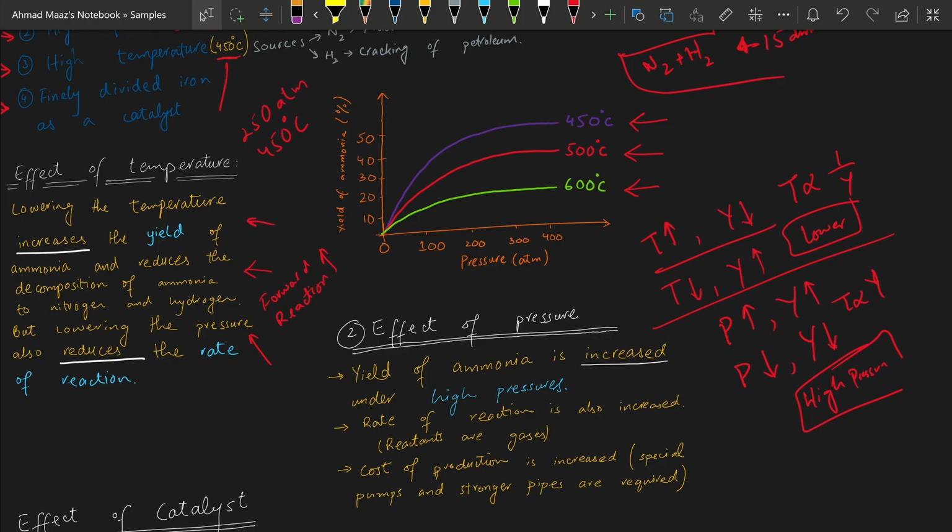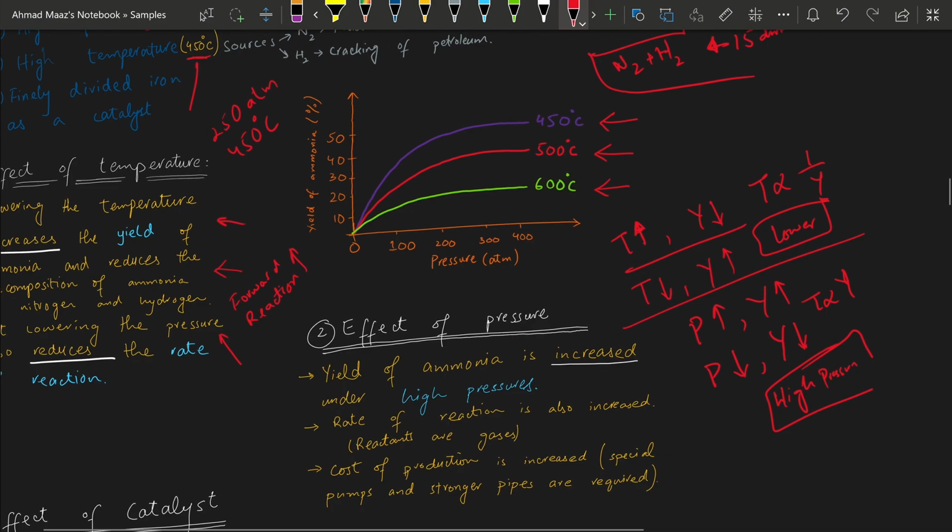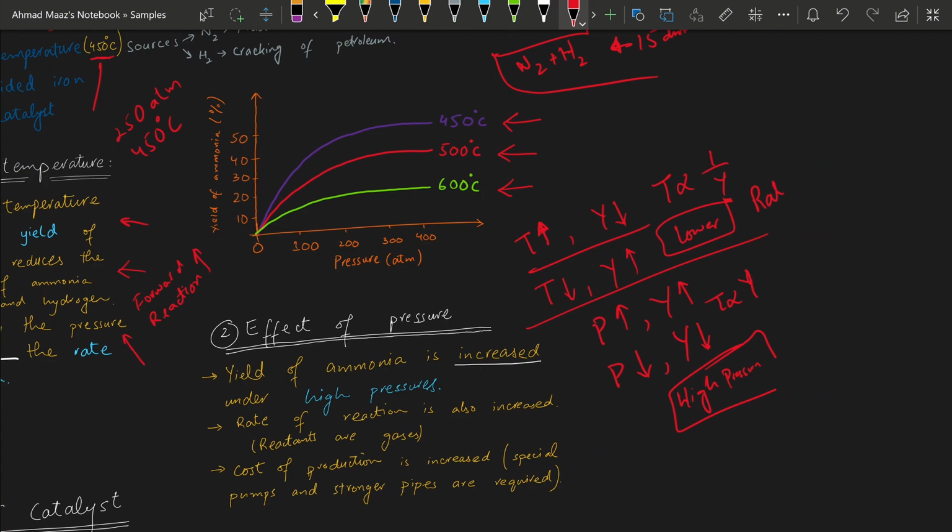But there are a few problems when we reduce the temperature. Why? Because we have seen that nitrogen becomes unreactive when the temperature is reduced. So lowering the temperature will reduce the rate of reaction. The rate of reaction decreases when we lower the temperature.